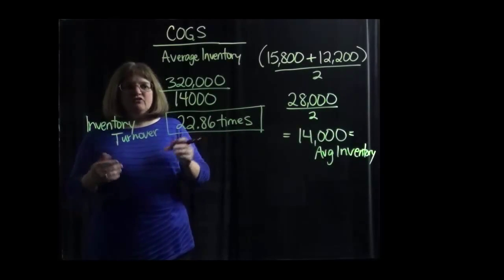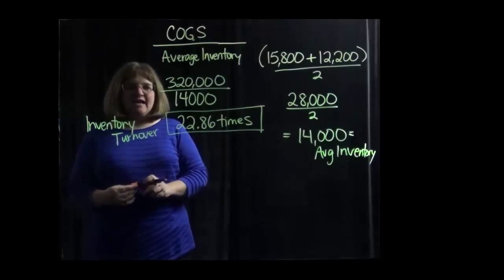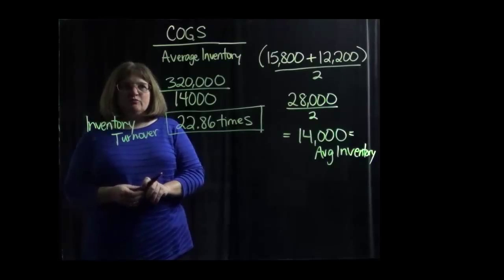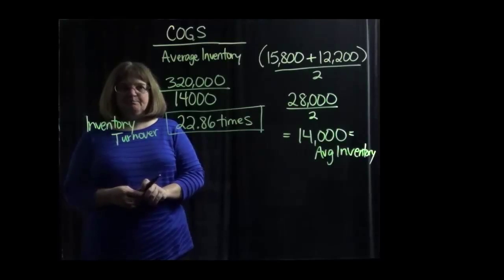The higher the inventory turnover, the better the company has done. How good 22.86 times is depends in part on what industry the company is in. Low-cost products such as perishable groceries should turn over a lot faster than high-cost durable products such as appliances.